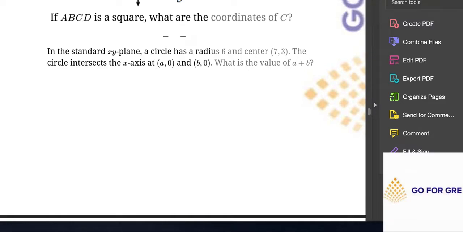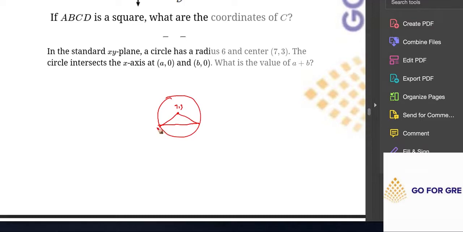Now in this question, in a standard xy plane, a circle has a radius 6 and center (7, 3). The circle intersects the x-axis at A and B. So I can infer this from the question. It is the point (7, 3). It is like this.